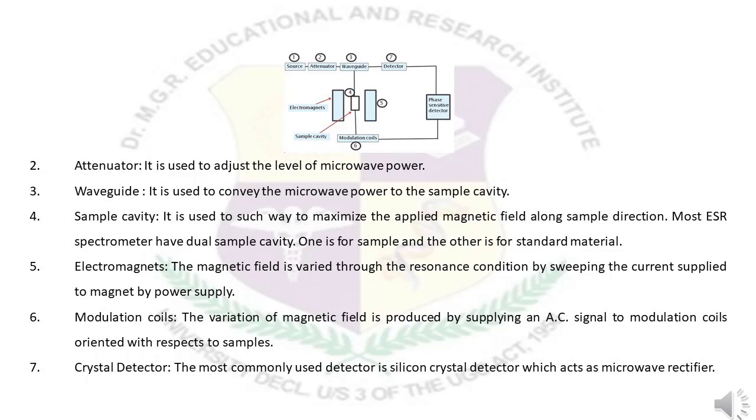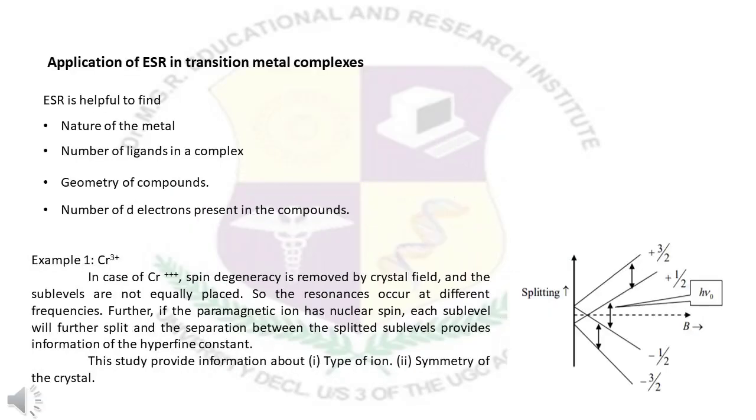Let us see a few applications of ESR. In the beginning, we saw that paramagnetic substances are subjected to ESR spectroscopy. So compounds having free radicals or transition metal complexes where d electrons are not paired up can be studied very well with ESR spectroscopy. ESR is helpful in transition metal complexes to find out the nature of the metal and the number of ligands in the complex. The geometry of the compounds can be found out. The number of d electrons present in the complex can also be found out by this. So a few examples we can see now.